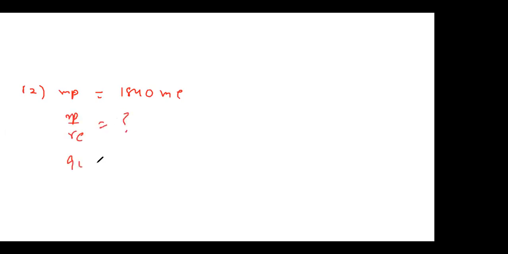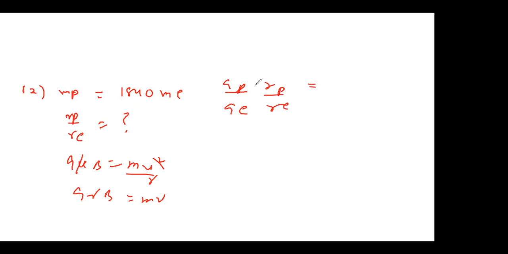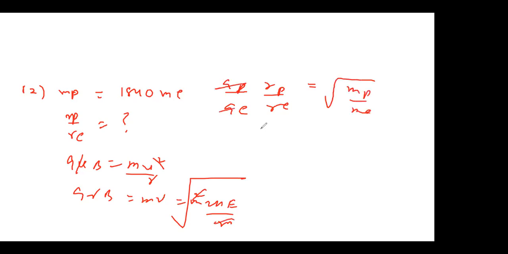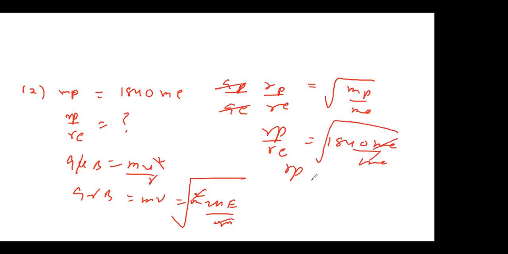Same concept again. qvB is mv squared by r. B gets cancelled. qrB is m into v. Charge of proton upon electron, radius of proton upon electron, B gets cancelled. With the same kinetic energy given, I can write m into v as root of 2 m times kinetic energy. Charge is the same, so radius of proton upon electron is root of mass of proton upon mass of electron, which is root of 1840, about 40.